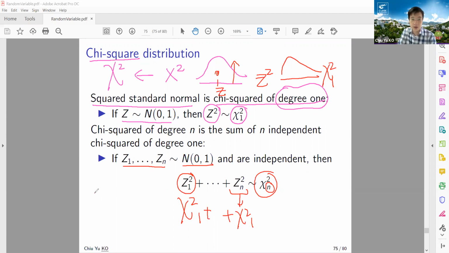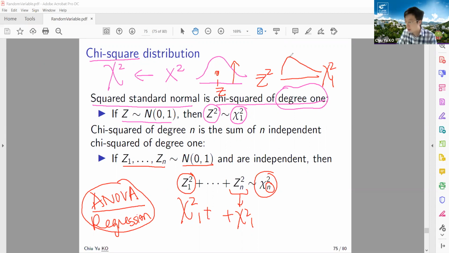Later when we learn ANOVA, the second last topic, and regression, we will talk about chi-square. But for the moment, this is what chi-square is. You can imagine this is basically x squared, just standard normal squared, and that's it.